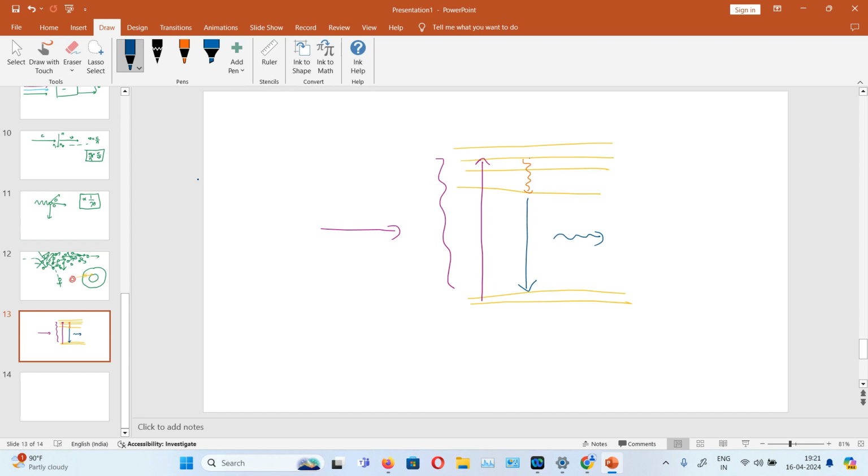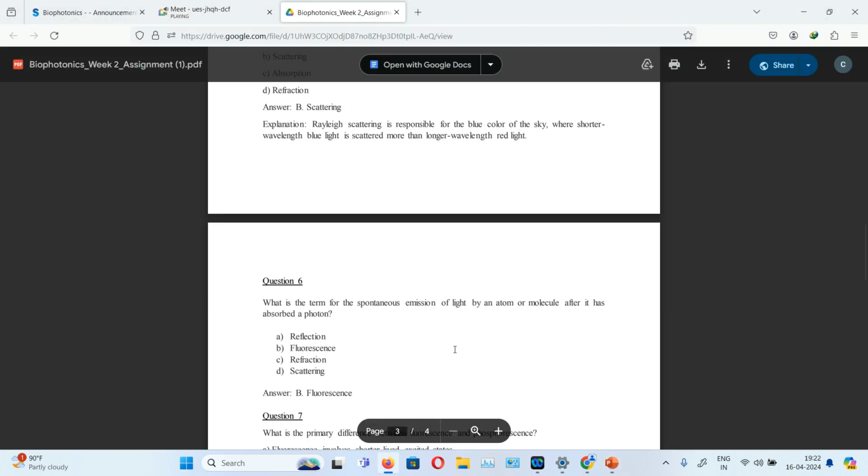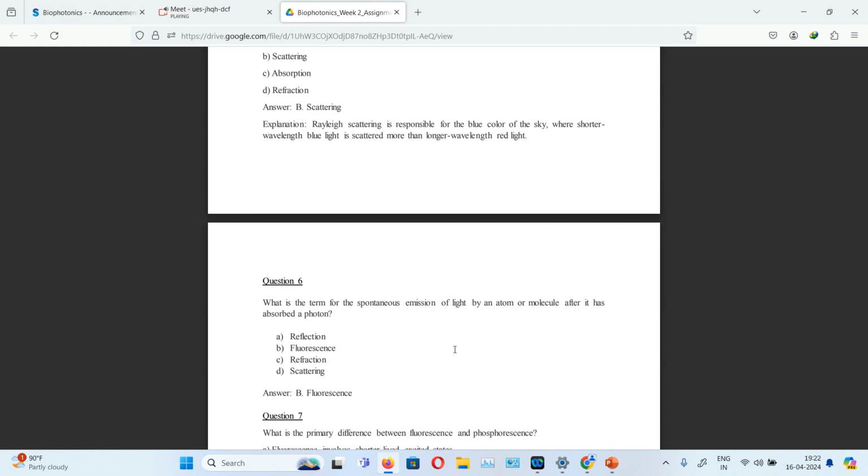Then the transfer of the excited electrons happens from the excited state to the ground state with the emission of a photon having a higher wavelength, meaning a lower energy photon. And this phenomenon is called fluorescence. Okay, so the answer to that question is B, fluorescence. Okay.